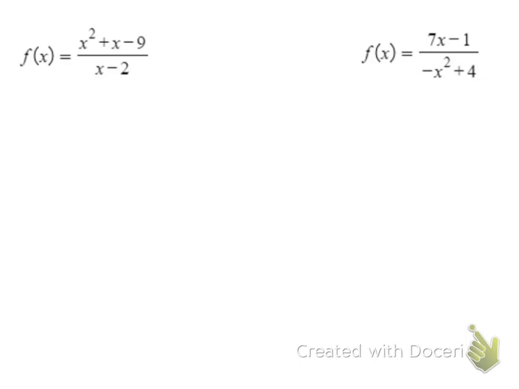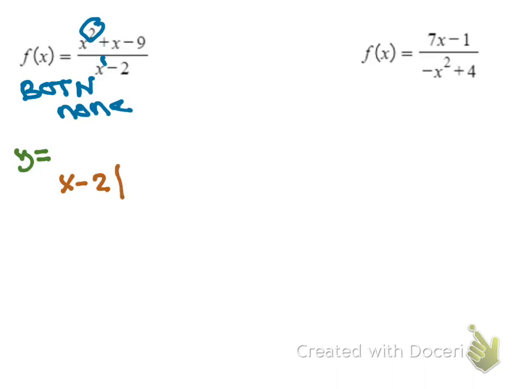On this next one here, we have a second power and a first power, so that's bigger on top, which is a none, right? But remember, that results in an oblique asymptote. So let's go ahead and find it. We need to do the division. So we will be looking at x minus 2 dividing into x squared plus x minus 9.